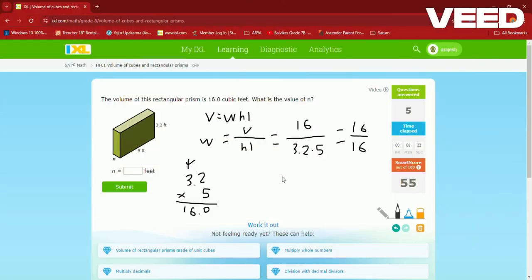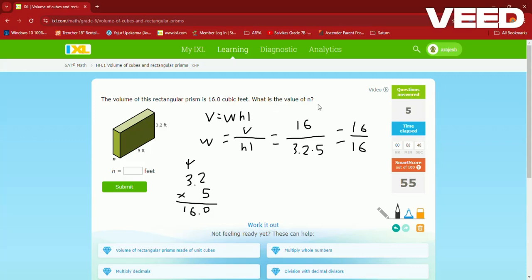An idea that's going to keep coming up as we study geometry in SAT math is the volume of cubes and rectangular prisms. So this is our second part, which means it's our intro. So let's get to it. The volume of this rectangular prism is 16.0 cubic feet. But what is the value of n?